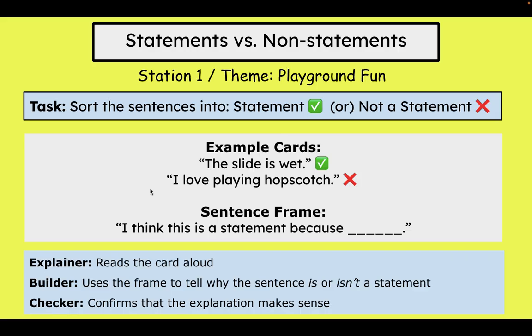Alrighty, so let's go over each station in a little more detail. The first station focuses on identifying statements versus non-statements. Using a playground theme, students will sort sentence cards into statements, which can be true or false, and non-statements like opinions or wishes. The explainer reads the sentence aloud, the builder explains whether it's a statement using the sentence frame, and the checker makes sure the explanation makes sense. The station helps students pin down what counts as a mathematical statement in a low-pressure, familiar context.